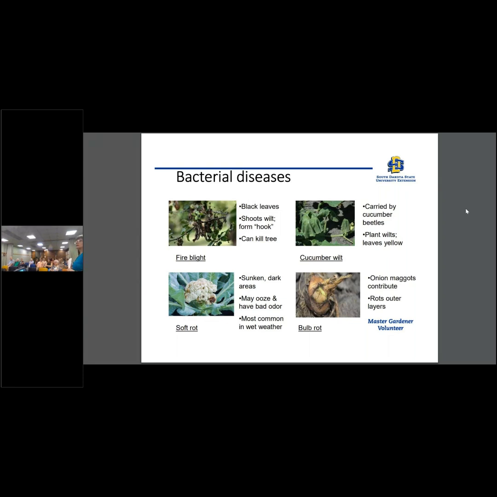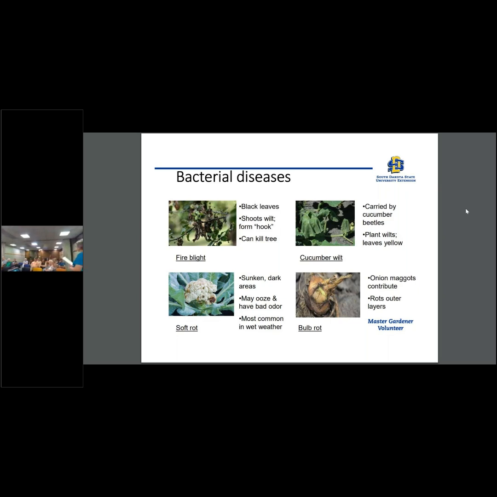Bulb rot is caused by onion maggots, and the maggot comes from a fly. There's a fly that lays an egg on the leaf of the onion. It hatches, goes into the leaf. The leaf is hollow, goes all the way down to the onion bulb, and it chews around in there and creates an opening for bacteria that might be in the soil. This one you probably will not notice. Your onion looks fine until they've been in storage a while.